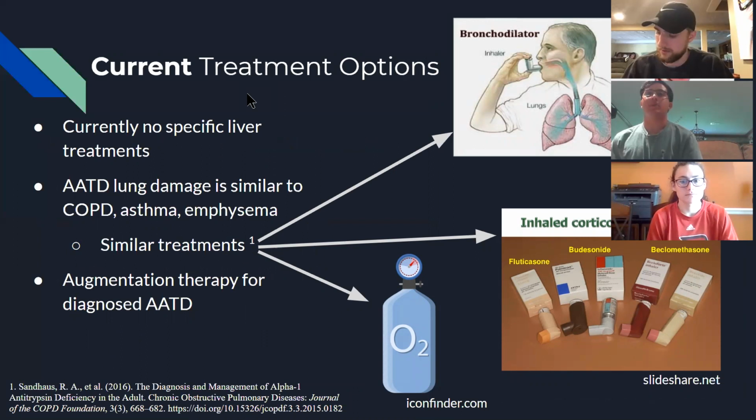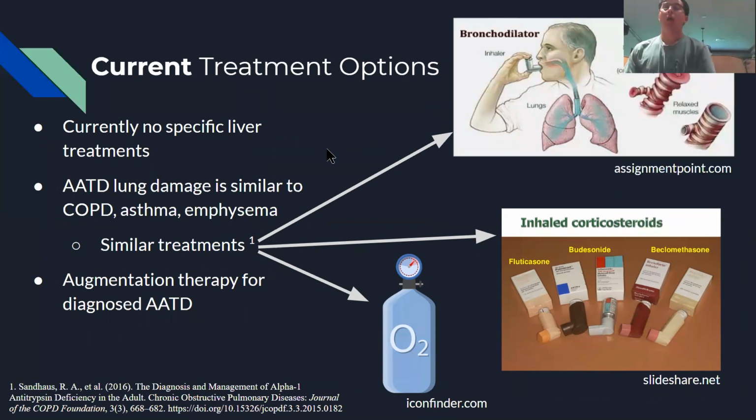I'll be talking about the current treatment options for AATD. There are no specific liver treatments available right now, as Brittany was saying. They're just still in the clinical trial phase. However, there are some treatments available for lung damage caused by AATD. Now, since AATD causes symptoms that are very similar to chronic obstructive pulmonary disease or COPD, asthma, or emphysema, the treatments look the same, and those include inhalers that are bronchodilators.